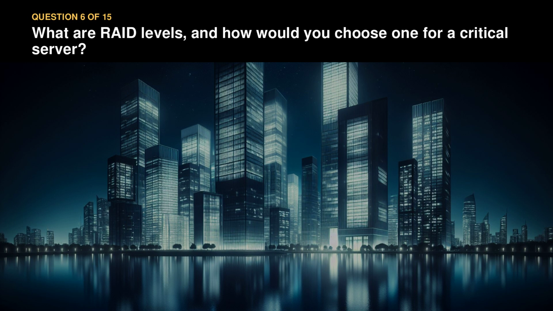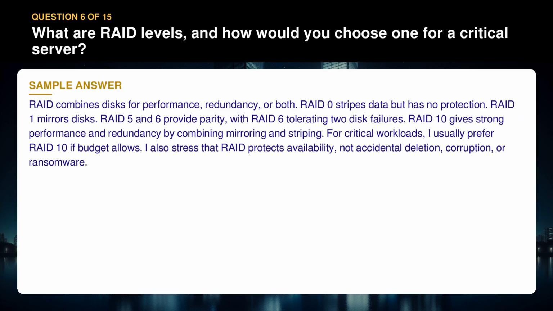Question 6. What are RAID levels, and how would you choose one for a critical server? RAID combines disks for performance, redundancy, or both. RAID 0 stripes data but has no protection. RAID 1 mirrors disks. RAID 5 and 6 provide parity, with RAID 6 tolerating 2 disk failures. RAID 10 gives strong performance and redundancy by combining mirroring and striping. For critical workloads, I usually prefer RAID 10 if budget allows. I also stress that RAID protects availability, not accidental deletion, corruption, or ransomware.